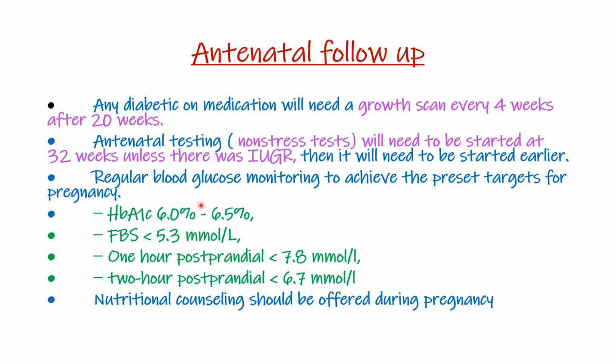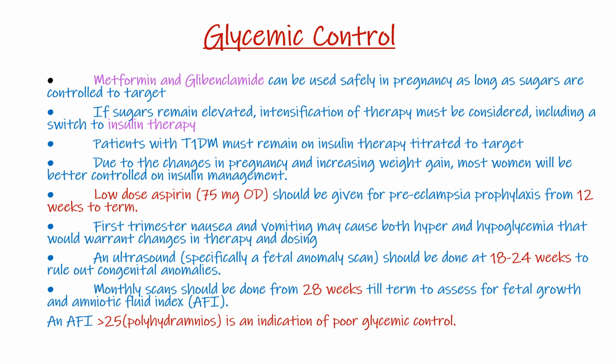And then regular blood glucose monitoring to achieve our targets, which we said are HbA1c of 6.0 to 6.5, fasting blood glucose of less than 5.3, 1 hour postprandial of less than 7.8, and 2 hours postprandial of less than 6.7. And then in addition to that, nutritional counseling should be offered during pregnancy. So the glycemic control.